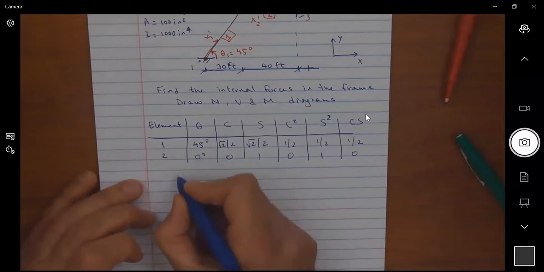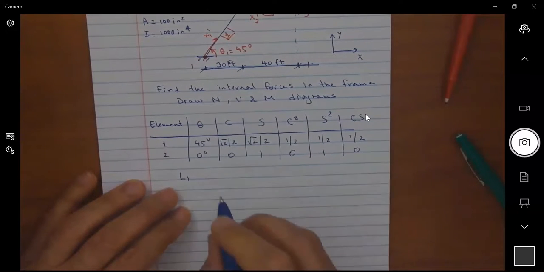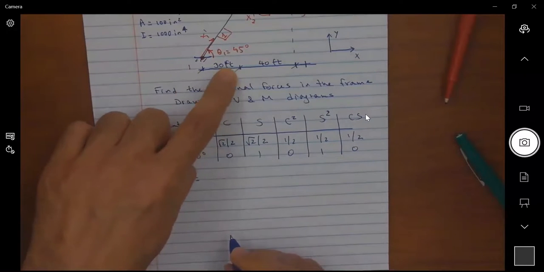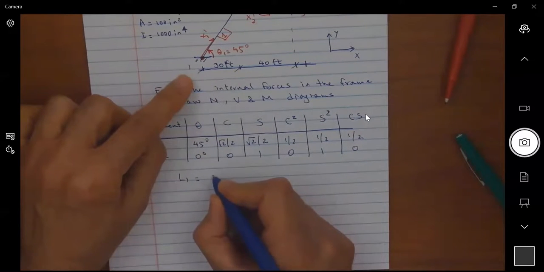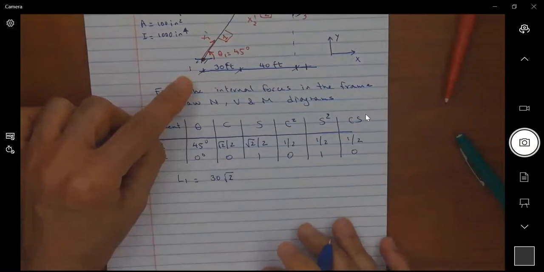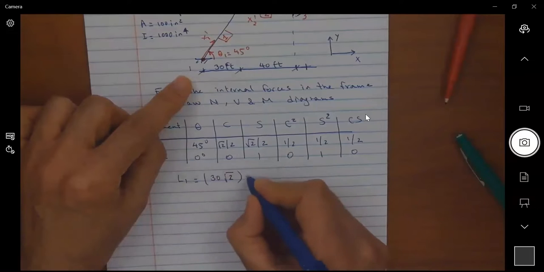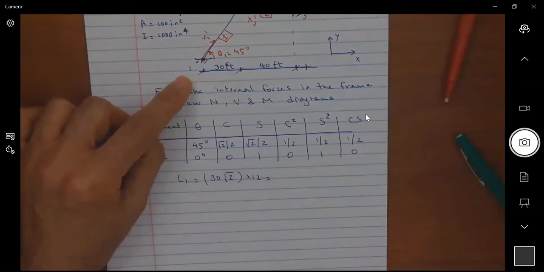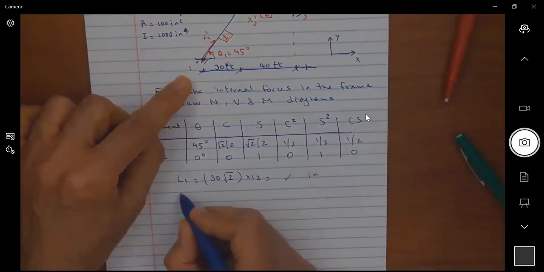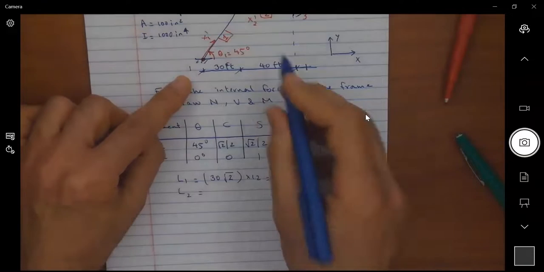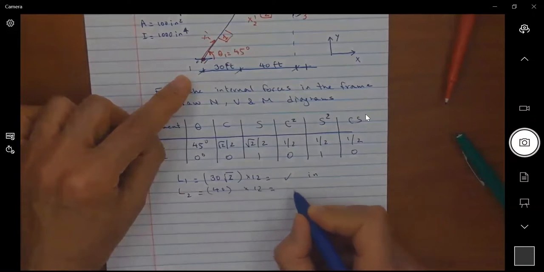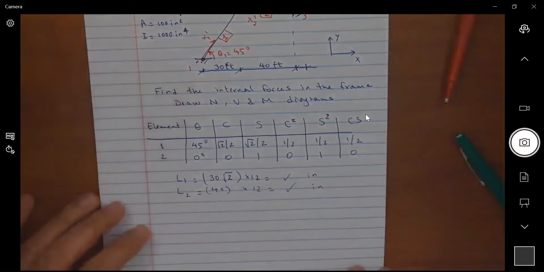It is also important to identify the lengths. For element one, the length here, if this is 30 feet, I will have 30 times the square root of two. And if I want to have consistent units, I'm going to multiply this by 12 to go to inches. So I have here a number in inches. And for L2, I simply have 40 feet times 12. So we have a number in inches.